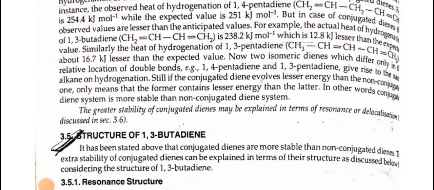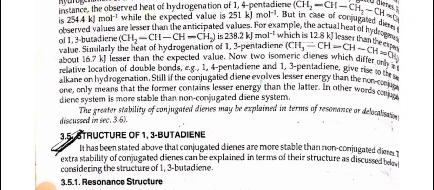For example, the actual heat of hydrogenation of 1,3-butadiene is 238.2 kJ per mole, which is 12.8 kJ lesser than the expected value. Similarly, the heat of hydrogenation of 1,3-pentadiene is about 16.7 kJ lesser than the expected value.